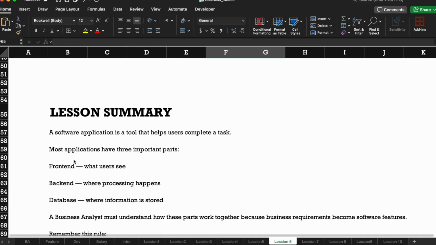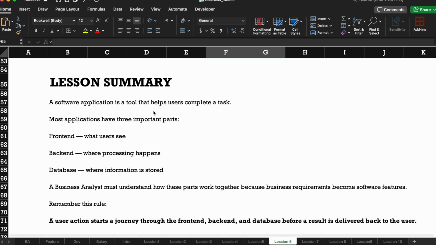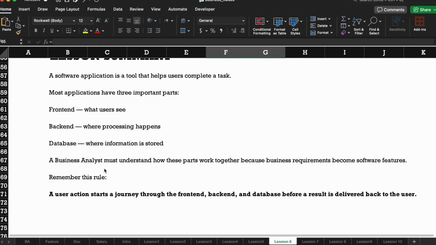Okay, our lesson summary. A software application is a tool that helps users complete a task. Most applications have 3 important parts: front end, back end, database. Front end is what users see, back end is where the process happens, database is where the information is stored. A business analyst must understand how these parts work together because business requirements become software features. Remember this rule: a user action starts a journey through the front end, back end, and database before the result is delivered back to the user, which is the customer.